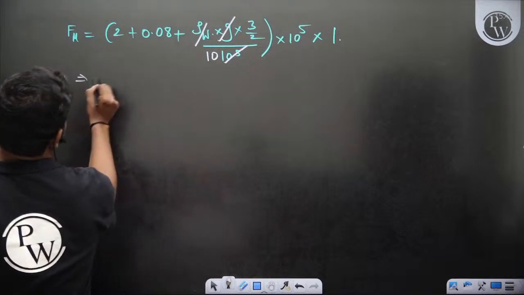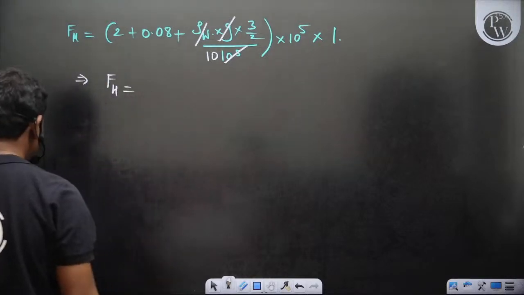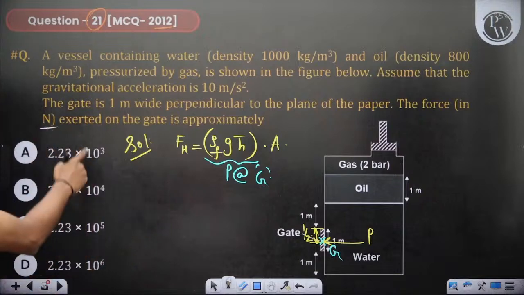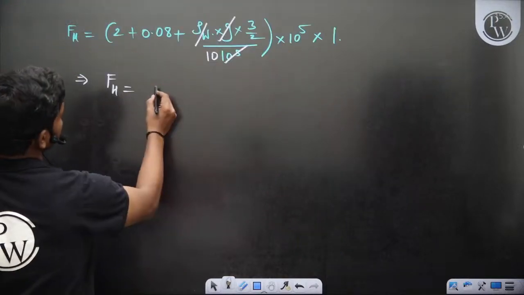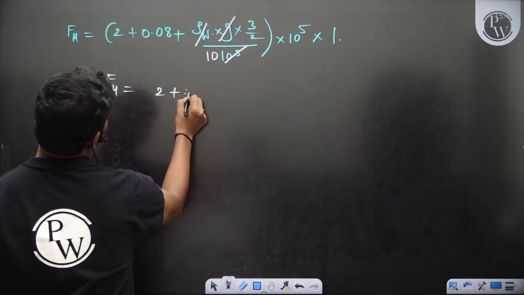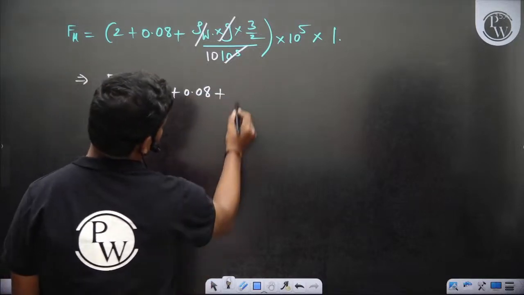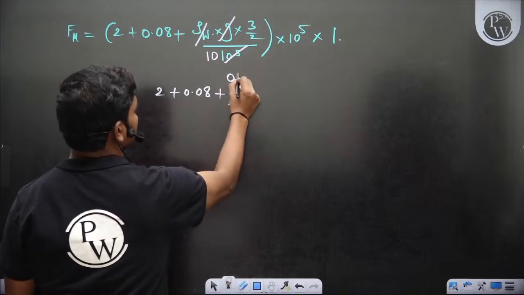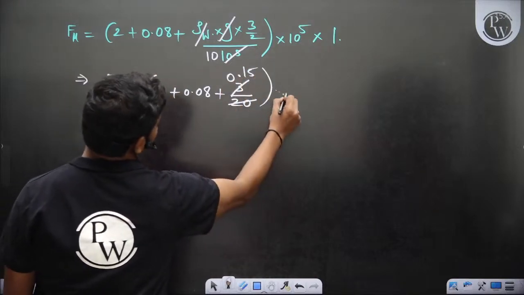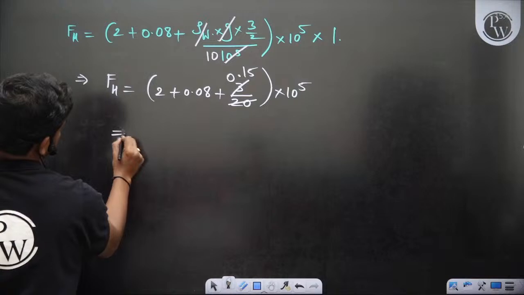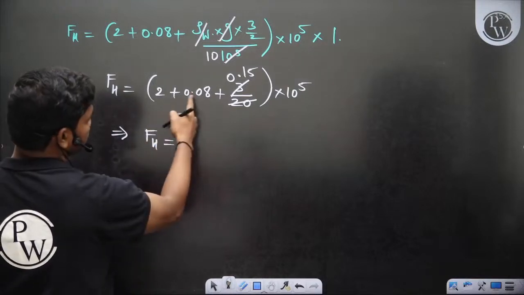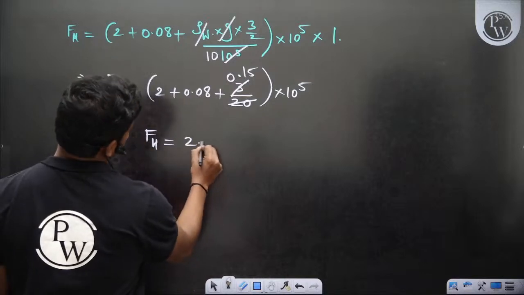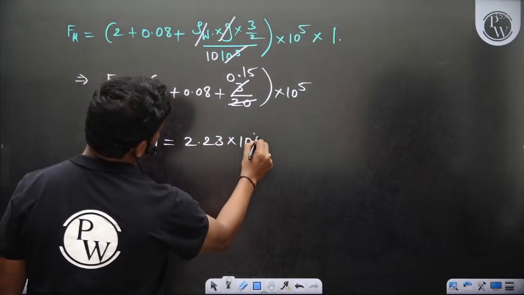So this gives you FH, and they want the answer in newtons. You have the options. If you simplify this, 2 plus 0.08 plus 3/20, so this is 0.15, into 10 power 5 newtons. 0.08 plus 0.15 is 0.23, so it is 2.23 into 10 power 5 newtons. That's all.